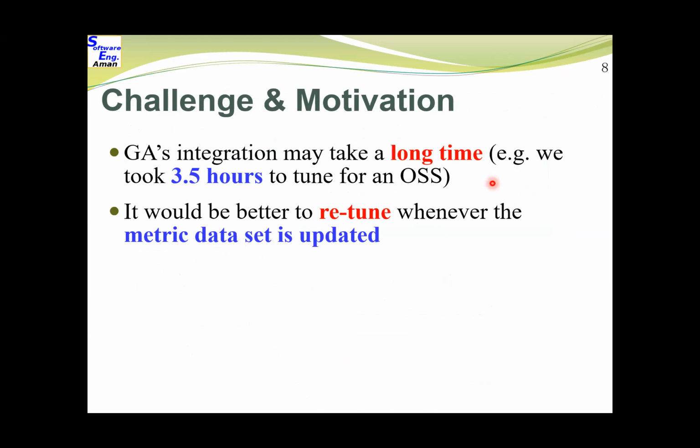Amalgam Plus is a promising method, but it has a challenge. GA's integration may take a long time. For example, it takes 3.5 hours to tune for an OSS project, and it would be better to retune whenever the metric test set is updated.